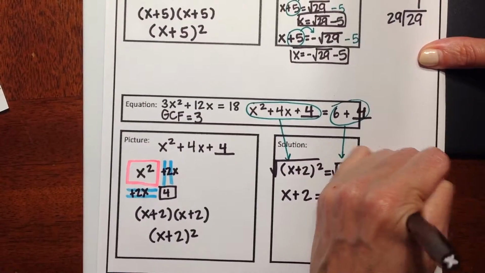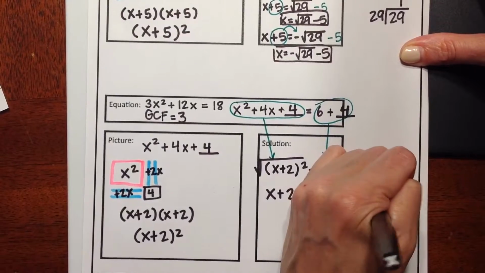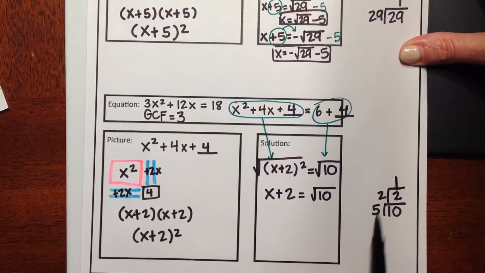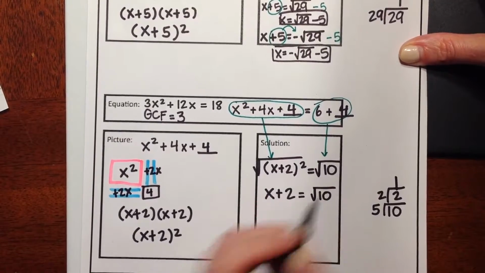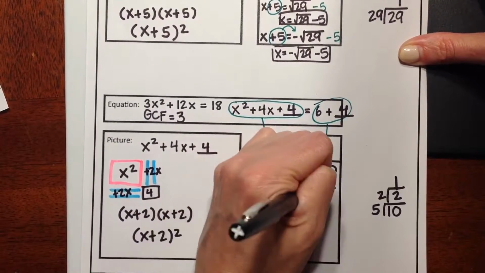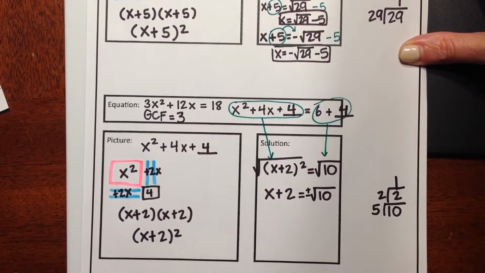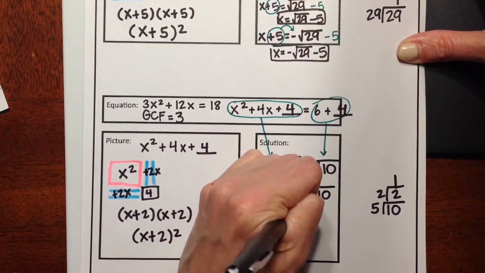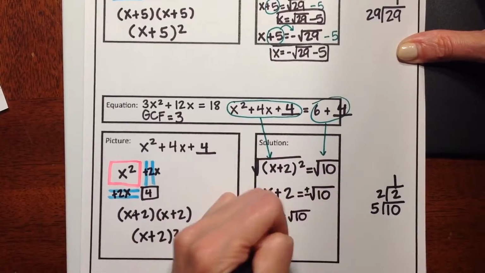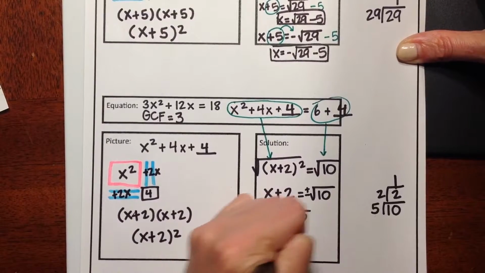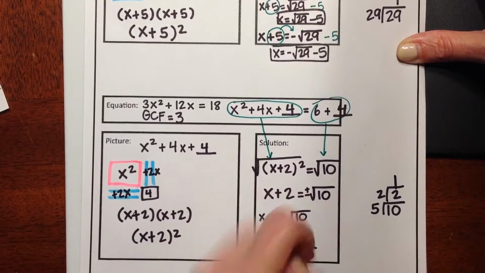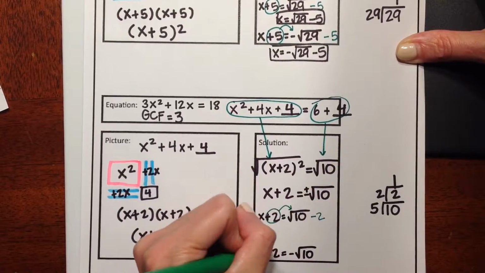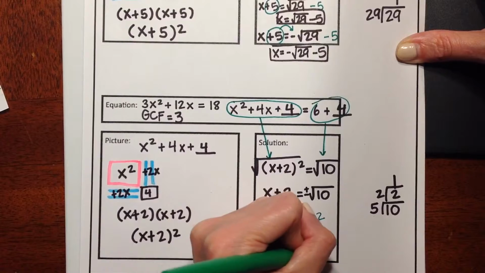And 10, I'm going to rewrite 10 using its prime factors. So it's going to be 5 and 2. And since I cannot make a group of 2 out of just 5 times 2, it's going to stay the square root of 10, but it's going to be positive negative. I cannot simplify that radical. So now I'm going to write my two equations. x plus 2 equals the square root of 10. And I'm going to have x plus 2 equals the negative square root of 10. And I'm going to move my positive 2s over and change the sign in both equations.